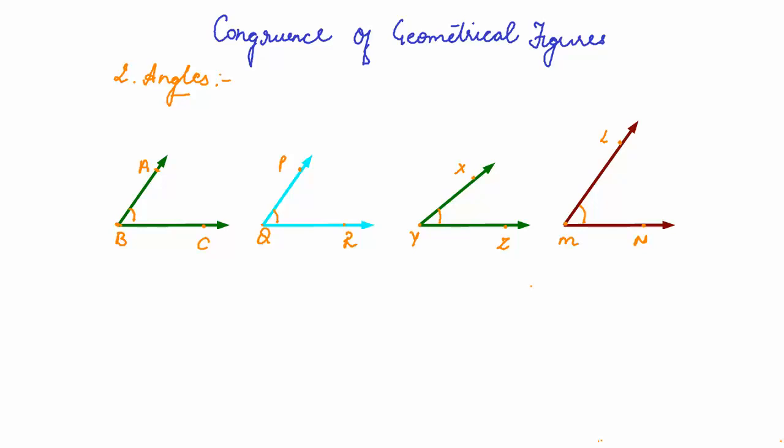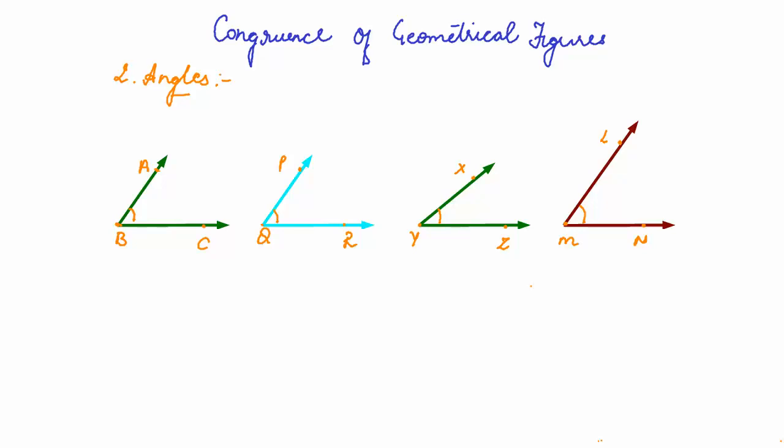In the previous video, we already studied what congruence is. To recall, when we talk about congruence, it is a relationship between two objects where we say that the two objects are congruent. Congruent means that they are of the same shape and size along with which they are measured.